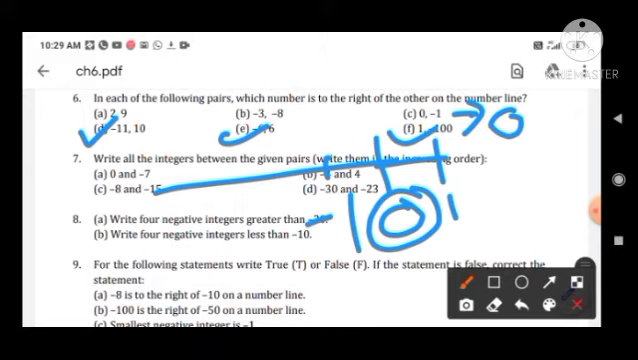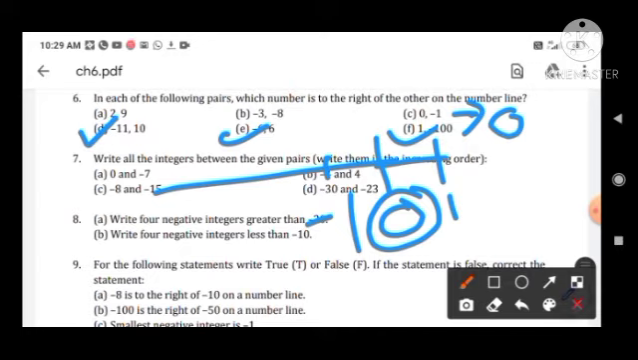D, E and F is your homework. Okay, you just have to write the number which is on the right hand side. No need to draw the number line. Just imagine the number line in your mind. Okay, and you have to write which number is on the right hand side of the other number on the number line. Okay, these are your homework.